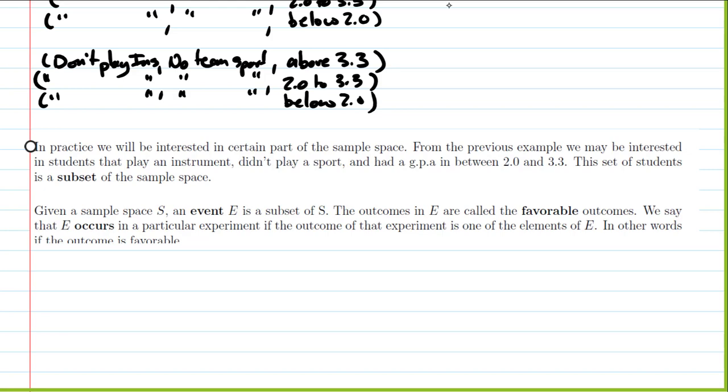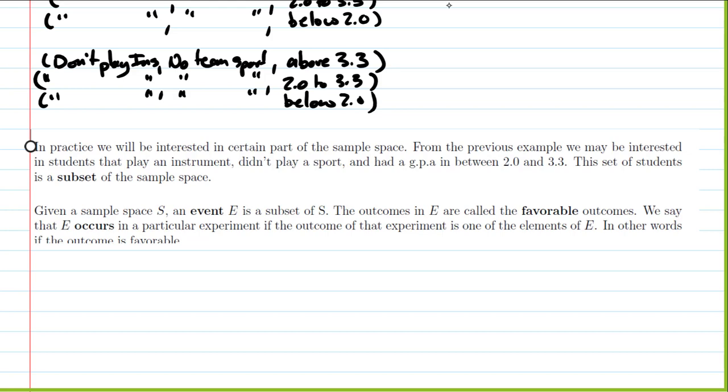Given a sample space S and an event E is a subset of the sample space, the outcomes in E are called favorable outcomes. We say that E occurs in a particular experiment if the outcome of that experiment is one of the elements of E. In other words, if the outcome is favorable.